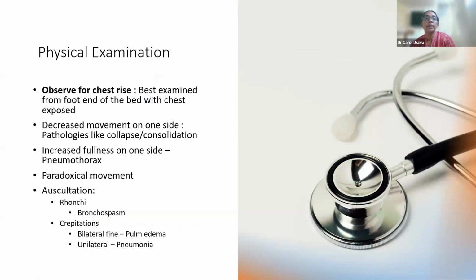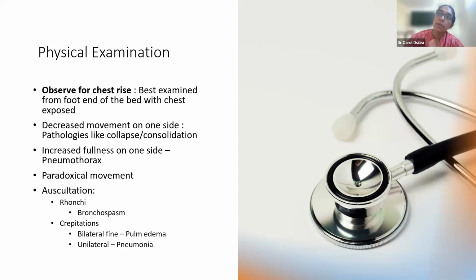Go to the foot end of the bed with the chest exposed and watch, are both sides of the chest moving at the same time? If one side is not moving as compared to the other, think of some pathology. Probably there's a large atelectasis, a big mucus plug. You may have to turn the patient over, suction, give some gentle physiotherapy and get that mucus plug out. It could be a dense consolidation on that side. That's why it's not moving.